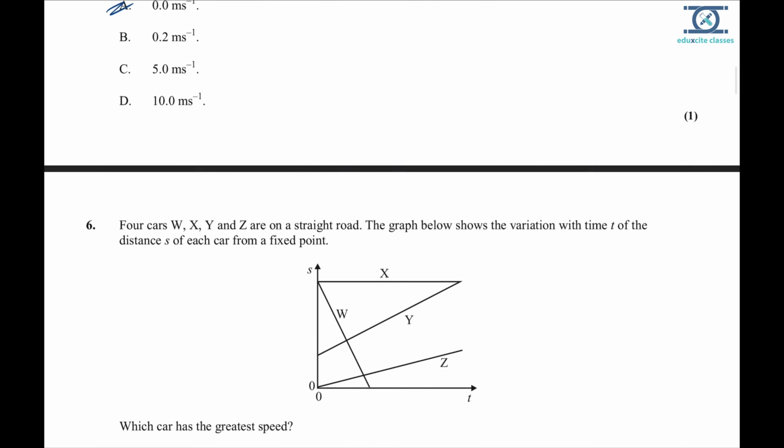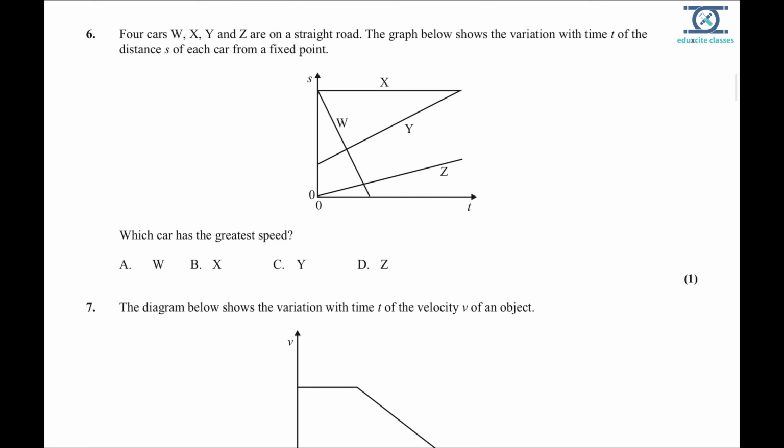Okay, now there are 4 cars W, X, Y and Z which are moving on a straight road. The graph below shows the variation with time t of the distance s for each car from a fixed point. Which car has the greatest speed?